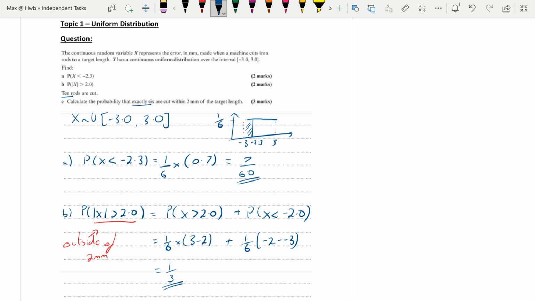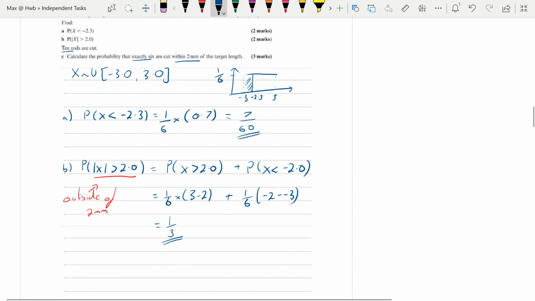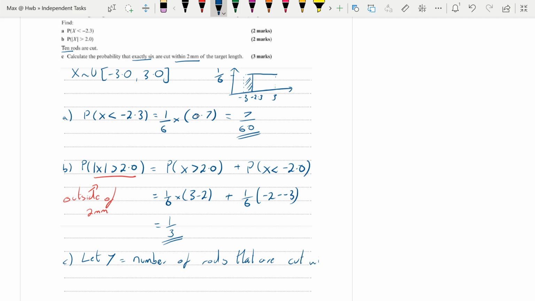Now if we read part C, I've got 10 rods are cut. Calculate the probability that exactly 6 are cut within 2 millimeters. So I'm doing the number of rods and how many of those rods. So I've got a binomial distribution being formed here, and I've got some other things to deal with. So first of all, let's do a new letter. Let y be the number of rods that are cut within 2 millimeters of target length.